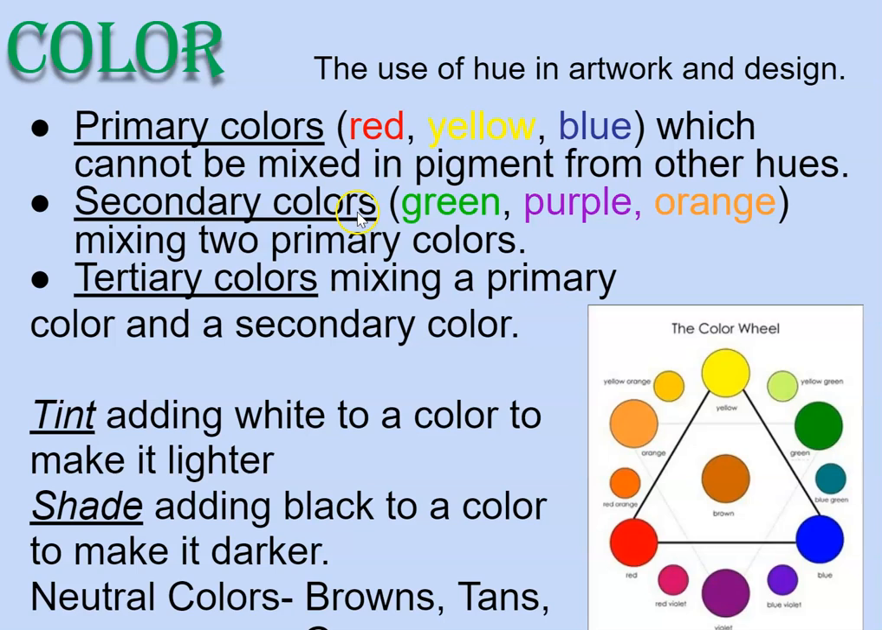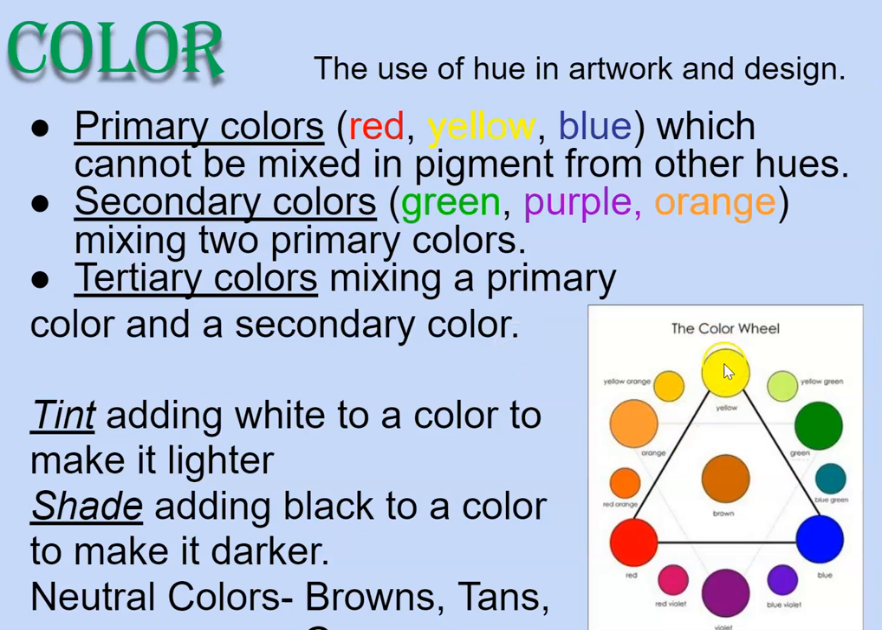Secondary colors are created by mixing two primaries together. Green is created by mixing yellow and blue. Purple is created by mixing blue and red. Orange is created by mixing yellow and red. And then we have something called tertiary colors. This is created by mixing a primary and a secondary together. Now, I like to call color theory basically the math of art.